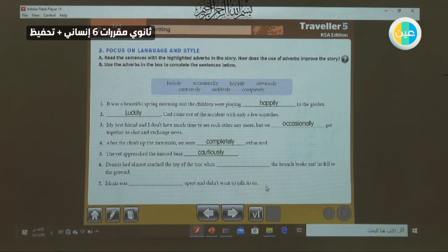Dennis had almost reached the top of the tree when the branch broke and he fell to the ground. So, if you look at the given adverbs, you will find the action happened with no introduction or planning, so suddenly. Maria was upset and did not want to talk to us. Maria was obviously upset and didn't want to talk to us. It was clear that she was upset.